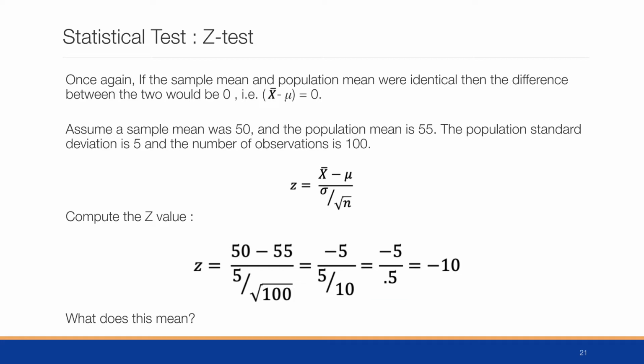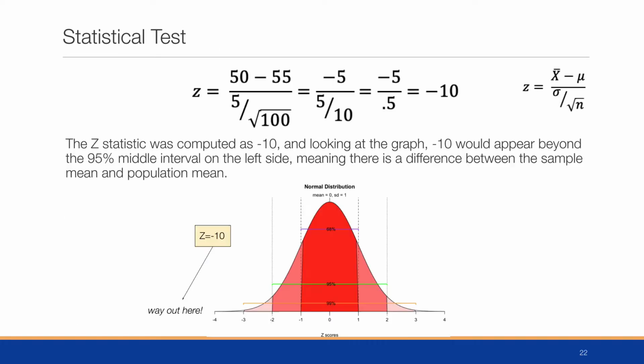Well, what does that mean? It means that we can now use that z-value in the standard normal distribution. So here's our curve. The z statistic was computed as negative 10. Looking at the graph, negative 10 would appear way beyond to the left, the 95% middle interval, meaning that there is a strong difference between the sample mean and the population mean.